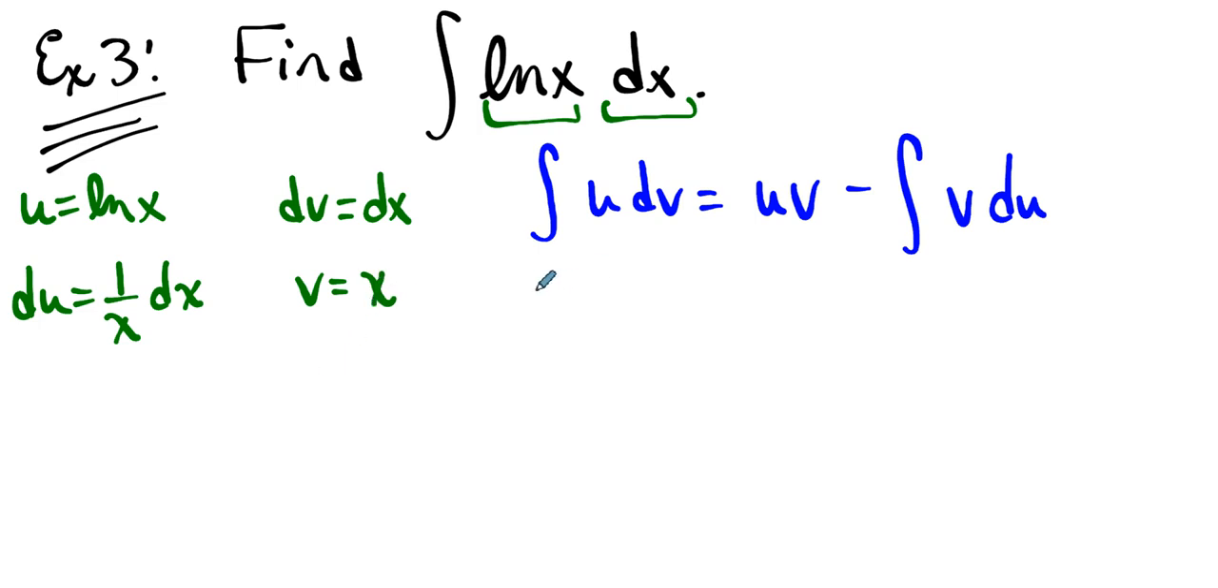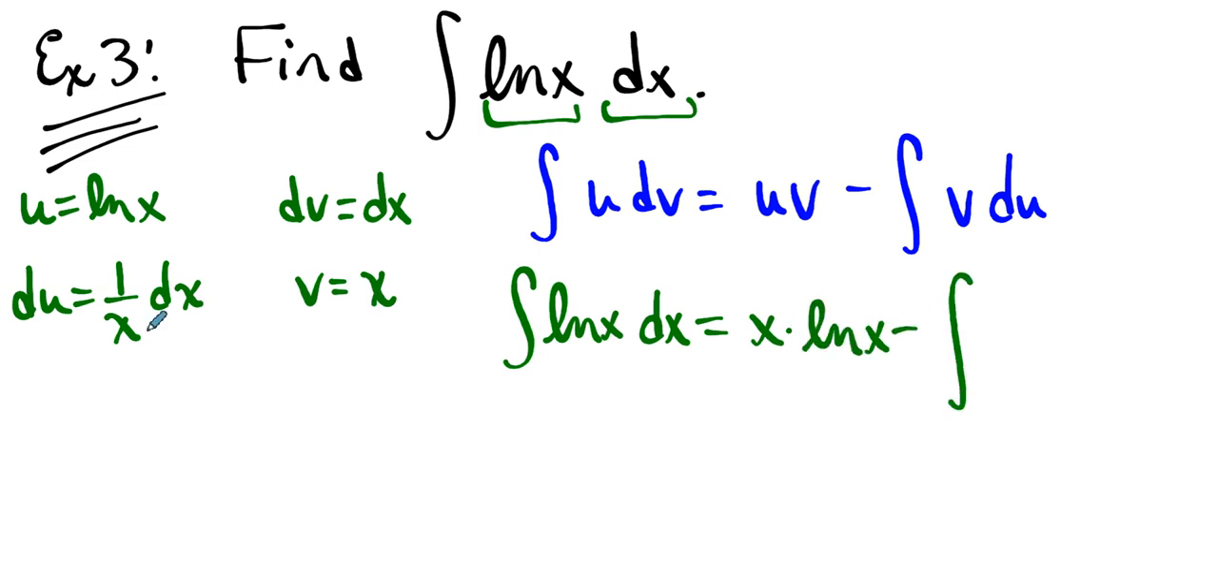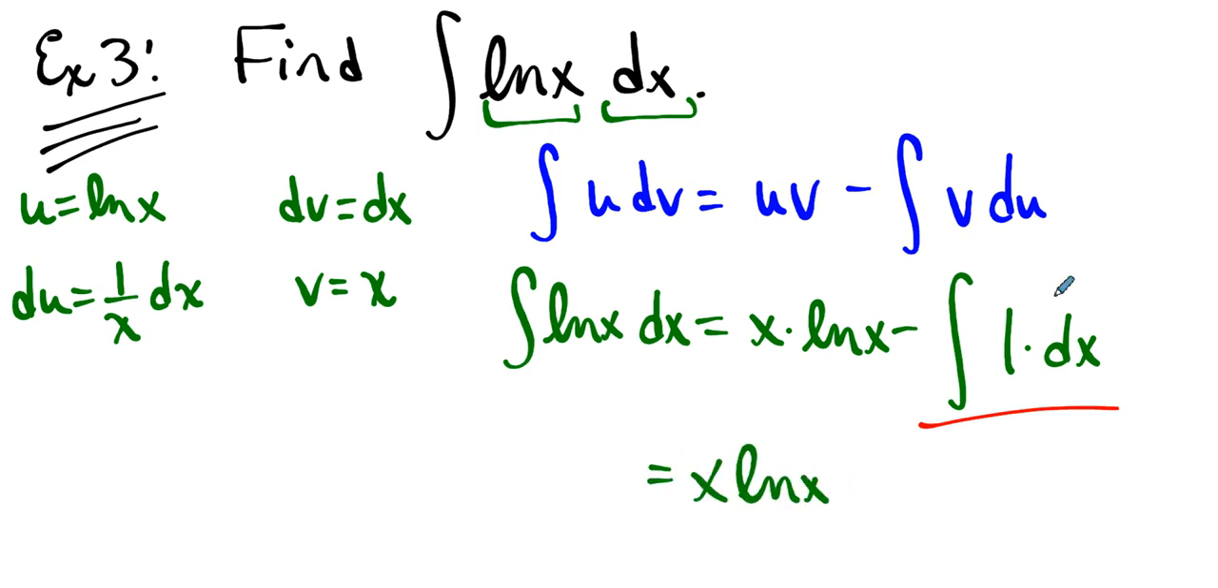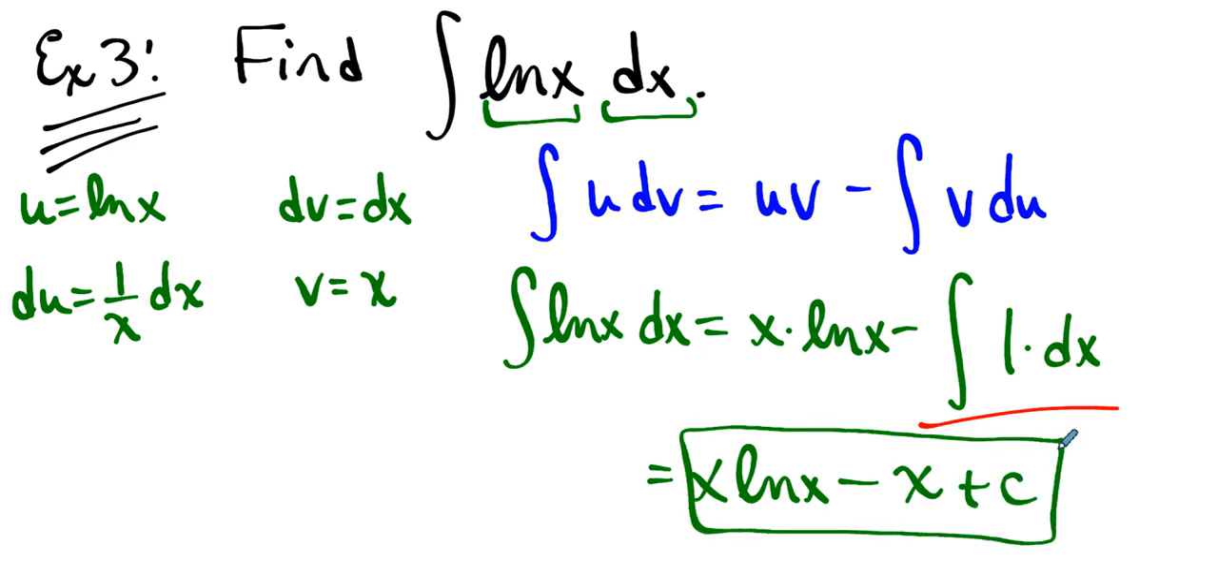So we give this a try. The integral of ln x dx is uv minus the integral of v du. Oh, is that easier to deal with? I think so. The antiderivative of 1 is x. And so we can use integration by parts to find the integral of ln of x dx.